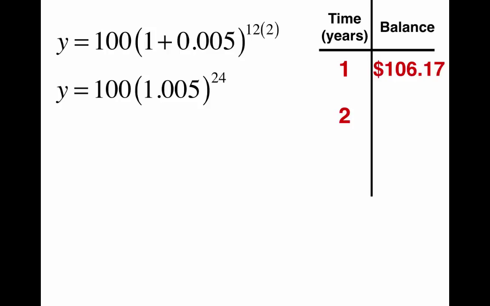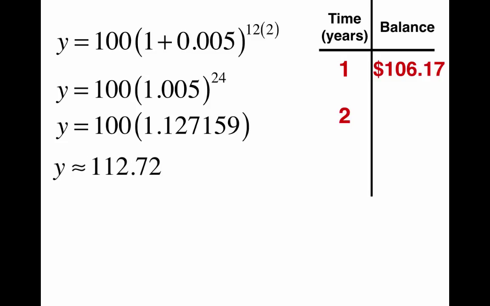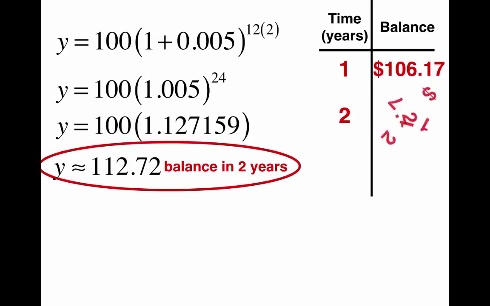That means 1.005 to the 24th power. So again, you have to use a calculator to put these powers in. Now, if you don't know how to do this in your calculator, you totally need to ask me in class or look up a how-to video for powers and exponents. So you're going to get 1.127 something times 100, so about 112.72. So the balance in 2 years' time has increased up to $112.72.